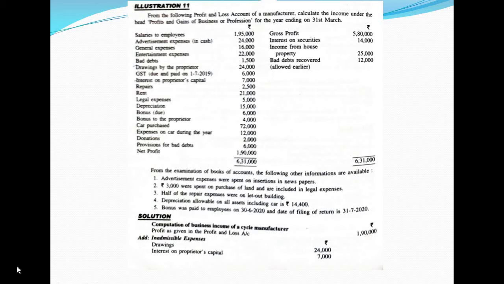Then we also have depreciation. Then we have the bonus to the proprietors. Then we have the car purchase. Then we have donations, and we also have the provision for bad debts.